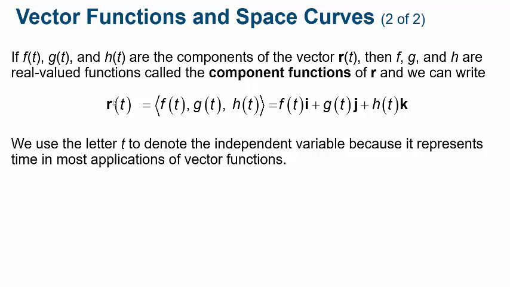This is how we can write it. Our vector valued function r of t is equal to our components, f of t, g of t, h of t. Or we can write it as f of t i plus g of t j plus h of t k. Both of these are the same. We use the letter t to denote the independent variable because it represents time in most practical applications of all the vector valued functions that we'll look at.